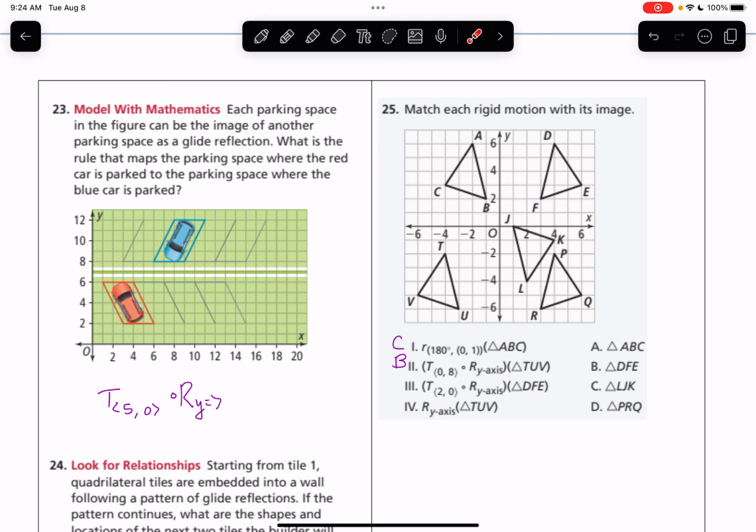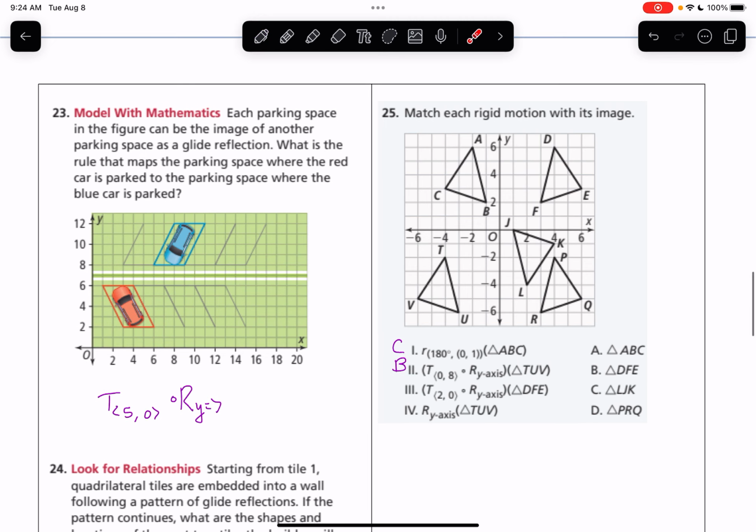Number 3, we've got a DFE starting out. We're going to reflect it across the y-axis. That's going to move it way over here. And then a translation over 2 is going to put it back on ABC. So that's going to be A. And then, of course, process of elimination makes number 4 D.